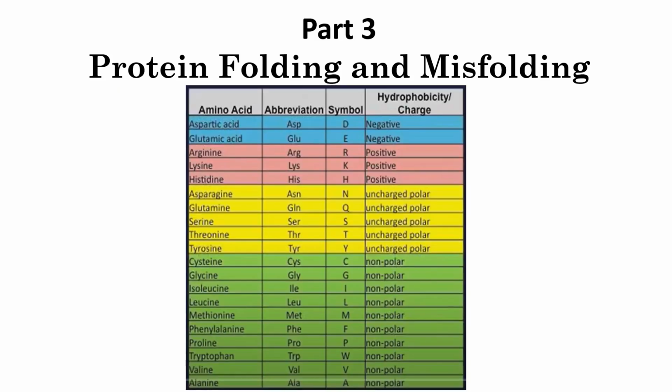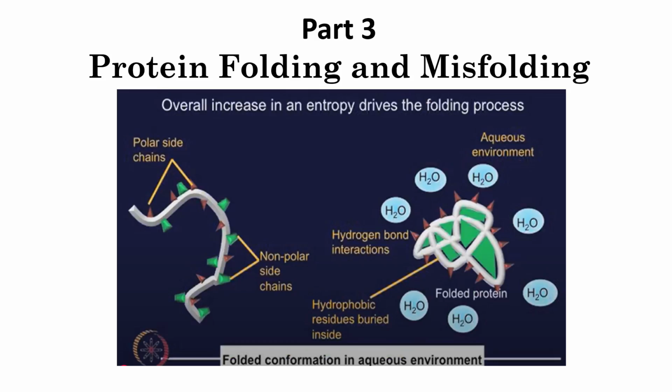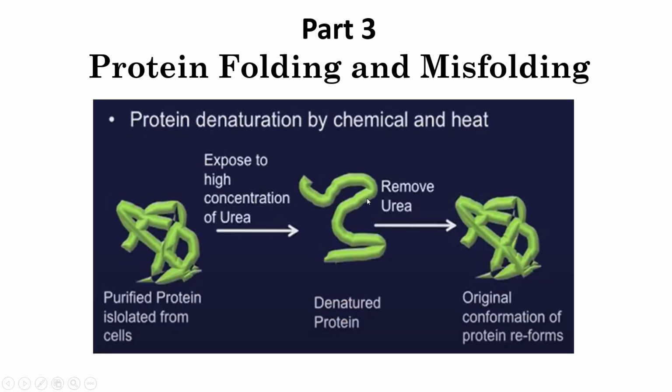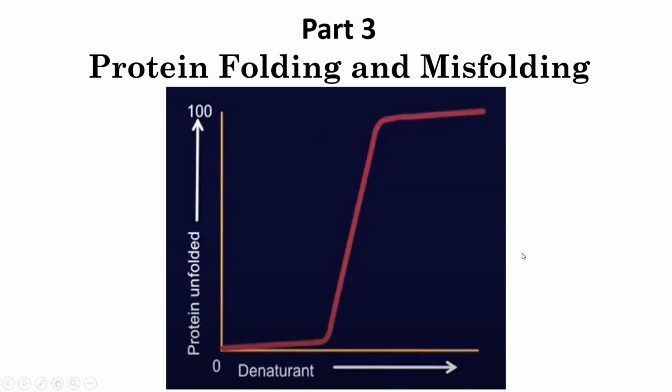Again, the same example of proteins itself. When a protein gets folded, the polar side chains are outside, and non-polar amino acids are generally facing inside. That's what makes them soluble in water. And when urea treatment is given, there is denaturation. The whole structure is disturbed. And if you remove the urea, it can reform its structure.